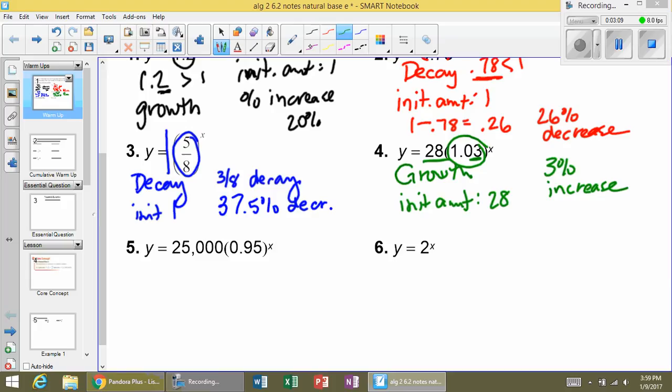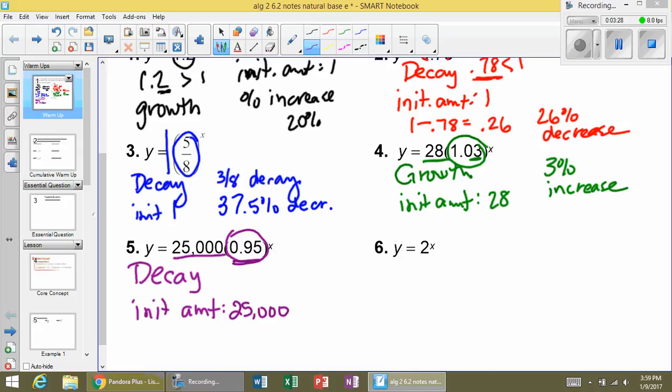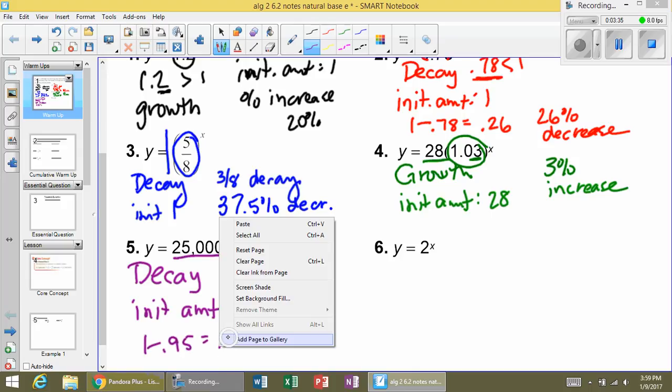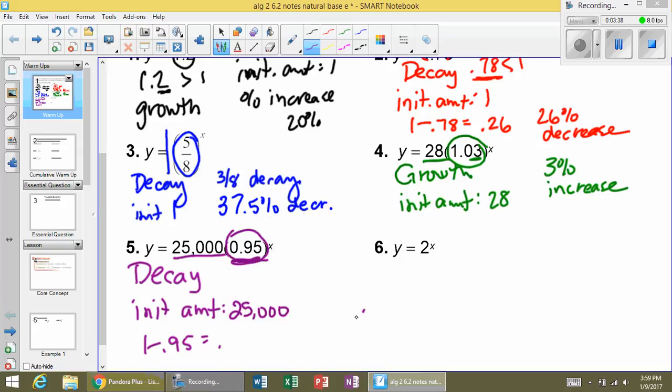Okay, number 5. Here's the base. That is less than 1, so that means it's going to be decay. The initial amount is going to be the number that's in front of the base, which will be 25,000. And how much smaller is that than 1? So this will be 1 minus 0.95 will give us 0.05, which is a 5% decrease.